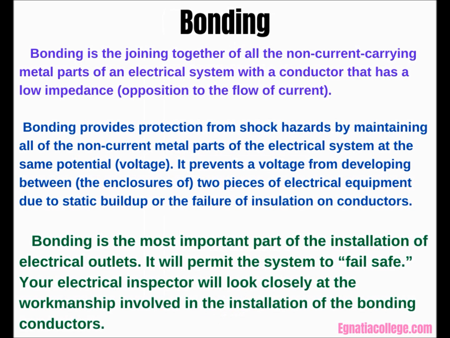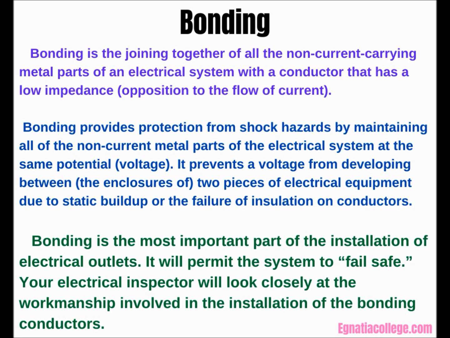Bonding. Bonding is the joining together of all the non-current carrying metal parts of an electrical system with a conductor that has a low impedance, opposition to the flow of current. Bonding provides protection from shock hazards by maintaining all of the non-current metal parts of the electrical system at the same potential voltage. It prevents a voltage from developing between the enclosures of two pieces of electrical equipment due to static buildup or the failure of insulation on conductors. Bonding is the most important part of the installation of electrical outlets. It will permit the system to fail safe.